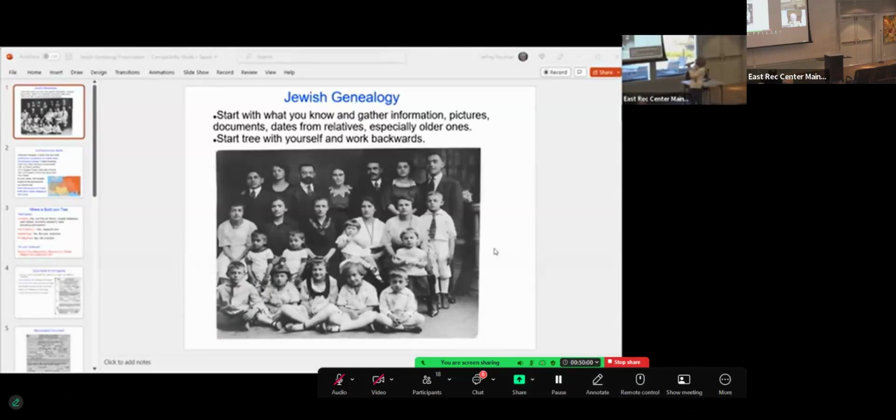That picture over there is a picture of my mother's family, and my mother, not that you particularly care, but that's my mother. And that's my grandmother, my grandfather.